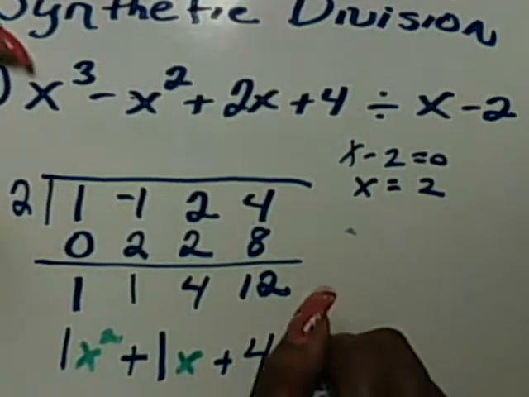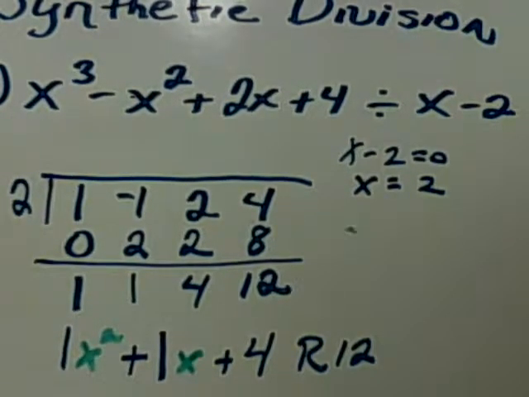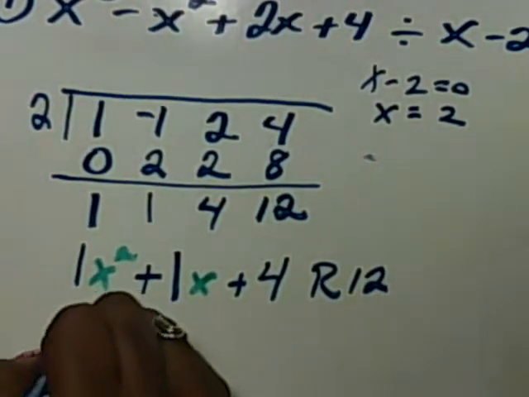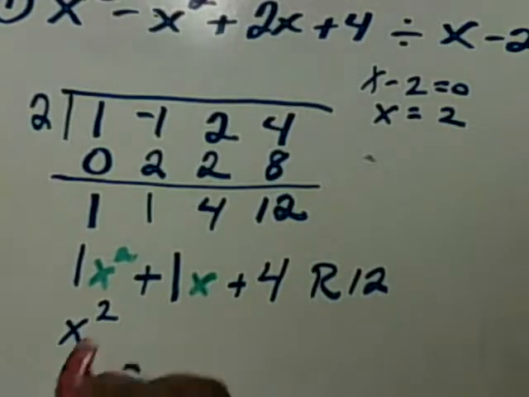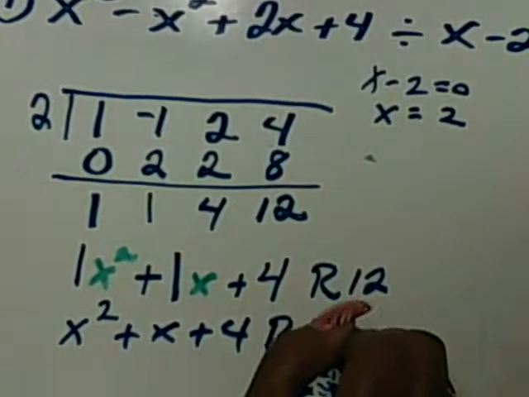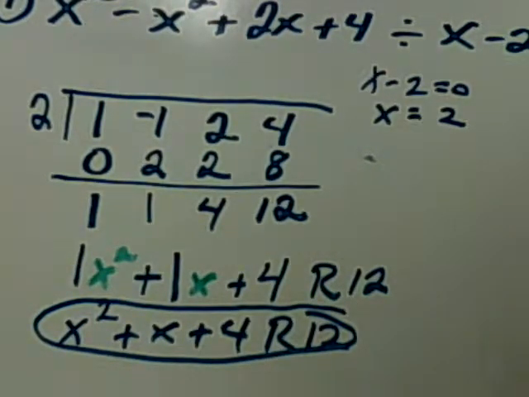And then I have a remainder of 12 in this case. So if I rewrite my answer a little bit here, I'm going to get x squared plus x plus 4, remainder 12. All right. X squared plus x plus 4, remainder 12. That's how I work that problem out. All right. So let's do a different problem.